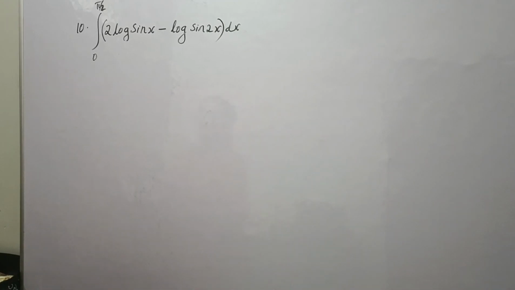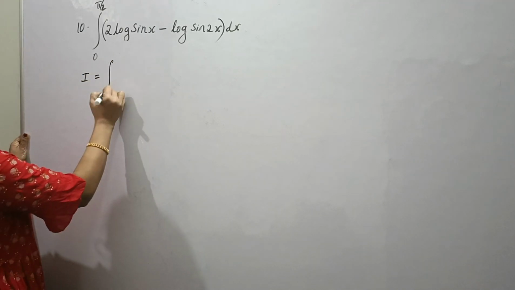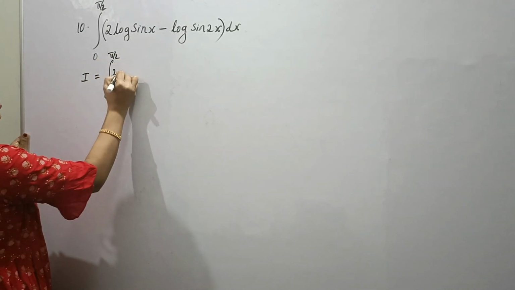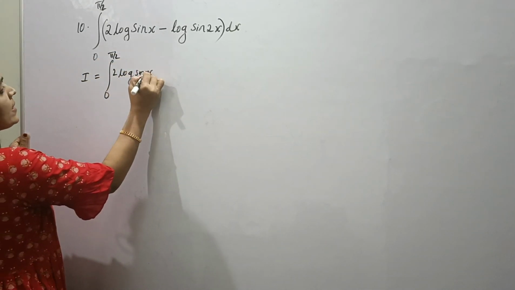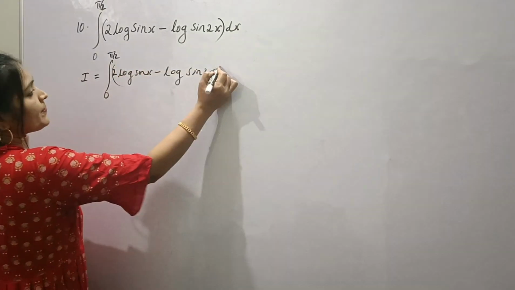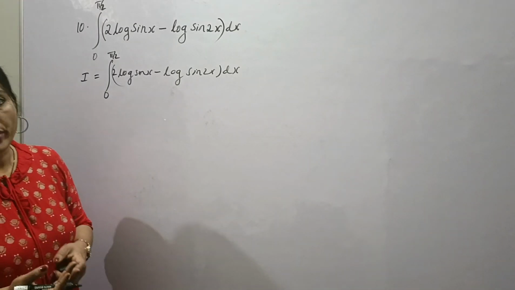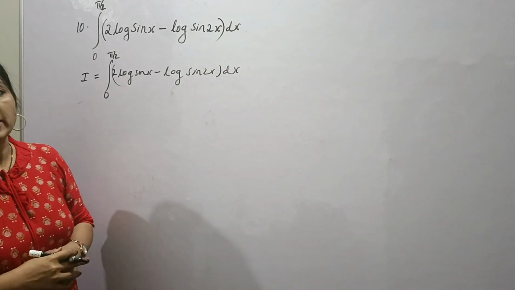Integral 0 to pi by 2, 2 log sin x minus log sin 2x dx. Okay. So first of all, let's take it as I is equal to integral 0 to pi by 2, 2 log sin x minus log sin 2x dx. Here also the given definite integral is of the form integral 0 to a f of x dx, so we can apply the property.